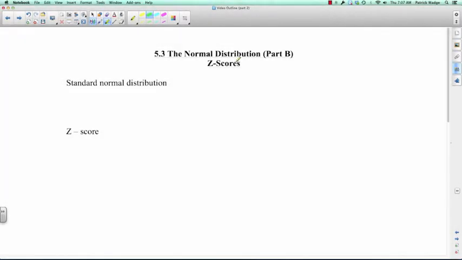Okay, we're going to finish off section 5.3 on the normal distribution today, and specifically the second part is about z-scores. So we're going to be talking about a standard normal distribution. We've already talked about normal distribution. Now we're talking about a standard normal distribution. So what's the difference? Well, the only difference really is in the numbers.